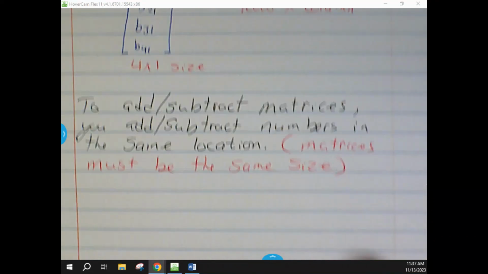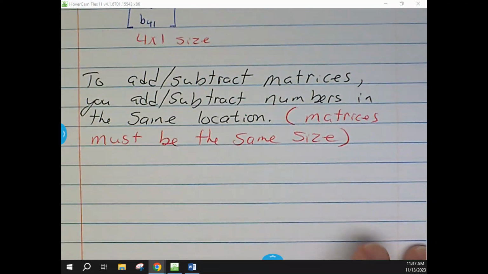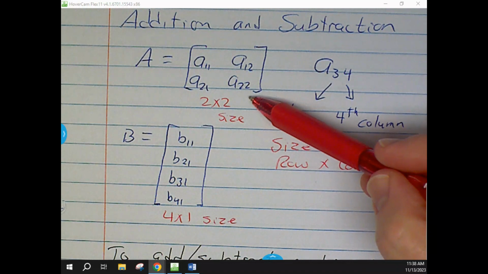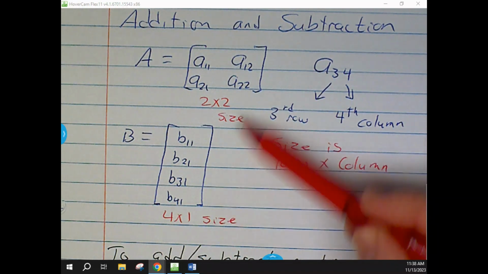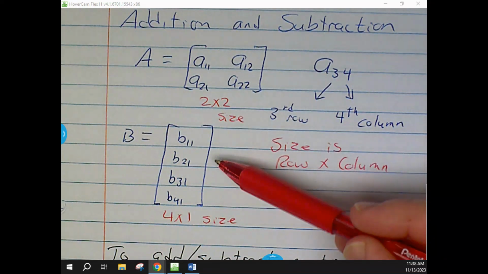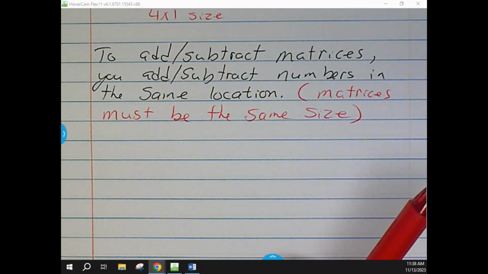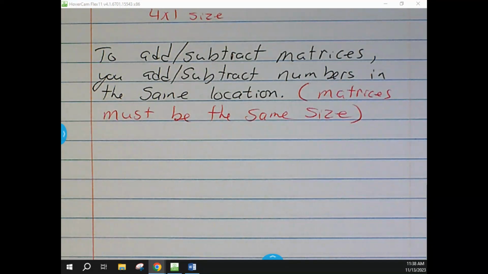Which means if you're going to add or subtract two matrices, the matrices have to be the same size. If you go back up here, if you had one that's a 2x2 matrix like this one, and the other one's a 4x1 matrix, you cannot add these two together because they're not the same size. If they give you two different size matrices and ask you to add them, you should have an option that says not possible, because sometimes they're just not the correct size and there's nothing you can do with those.